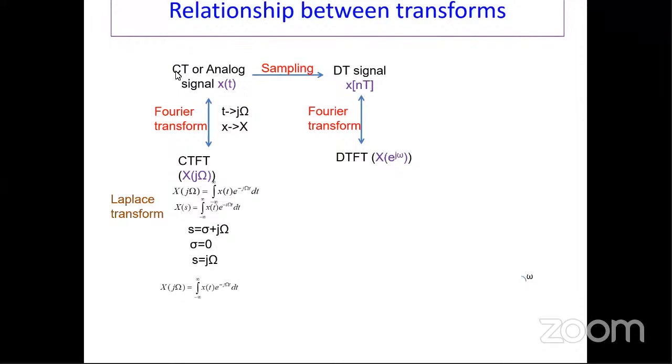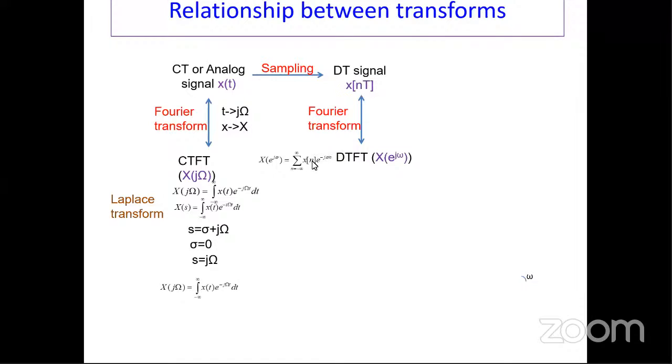So if you take Fourier transform of continuous time, it is CTFT. If you take Fourier transform of discrete time signal, then it becomes DTFT. Even though my signal is sampled, my spectrum is continuous. That is the important drawback of discrete time Fourier transform. This is the expression for discrete time Fourier transform. Since we have sampled the signal, this integral is turning out to be a summation.